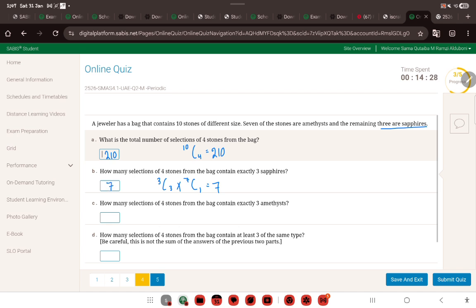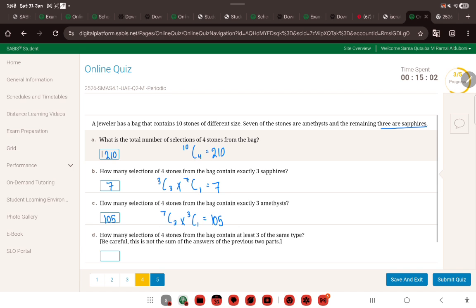Okay. How many selections of 4 stones from the bag contain exactly 3 amethysts? So same scenario. So we do 7 combination 3. We're choosing 3 from the 7 amethysts, and to fill in the last one, you multiply it by 3 combination 1. So we do 7 combination 3 times 3 combination 1. We get 105. Okay.